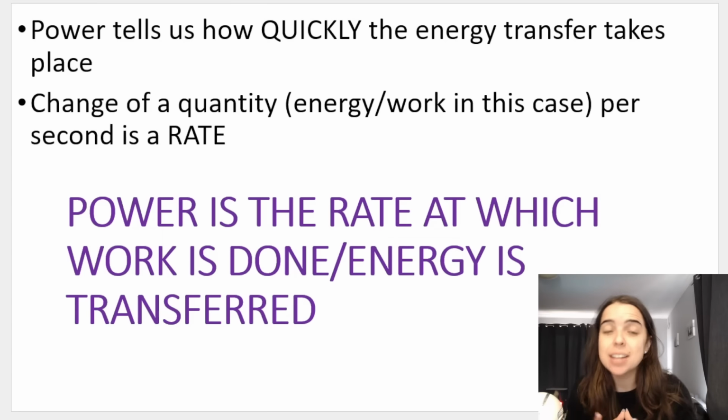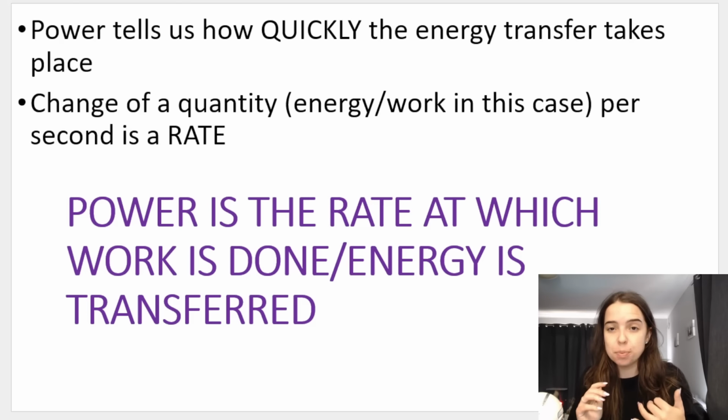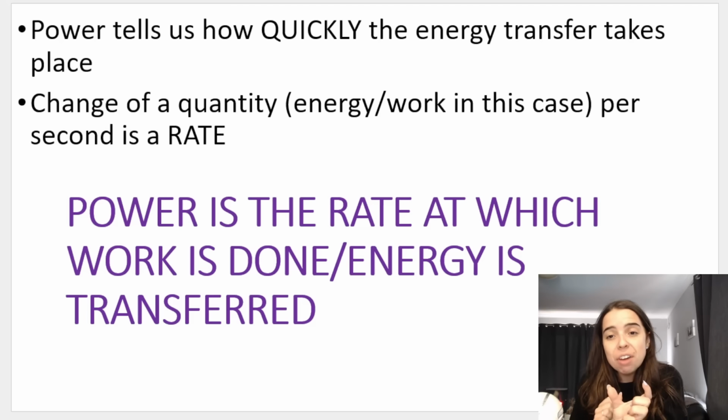And what power does is power tells us how quickly the energy transfer takes place. So we know that energy is transferred. Does it take place quickly? Does it take place a little bit slower? That is what power is. So if you look at your appliances, you'll have a power rating on your appliances that tells us how quickly the energy transfer is taking place for that particular appliance.